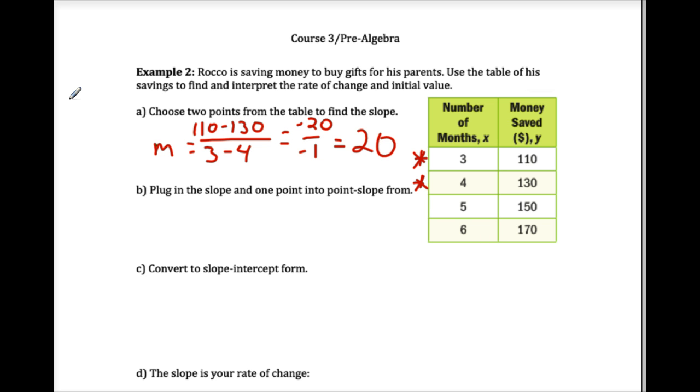Devin, which point do you want to use? 5 and 150. There you go. Way to be a little creative. Use that point and your slope of 20, Devin, and write me the point slope form of the equation. y minus 150 equals 20 times the quantity x minus 5. Perfect, dude. Great job.